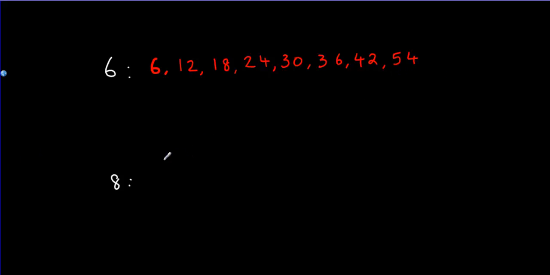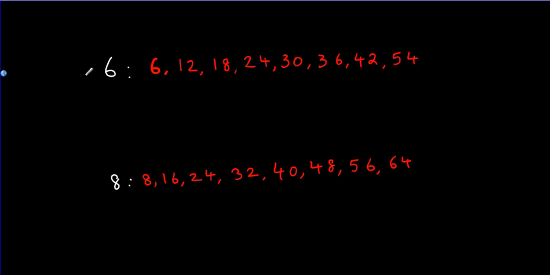Now for 8. 8 ones are 8, which is 8 times 1. 8 twos are 16. 8 threes are 24. 8 fours are 32. 8 fives are 40. 8 sixes are 48, 8 sevens are 56, and 8 eights are 64. So we have the first 8 terms for both 6 and 8.